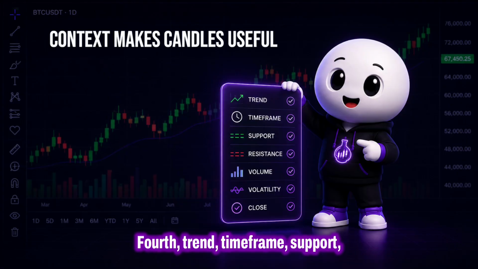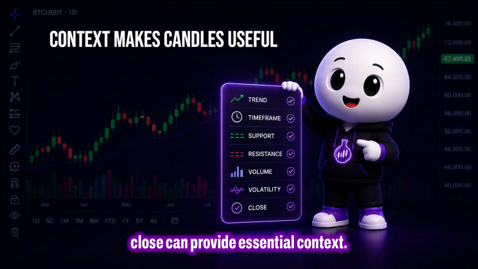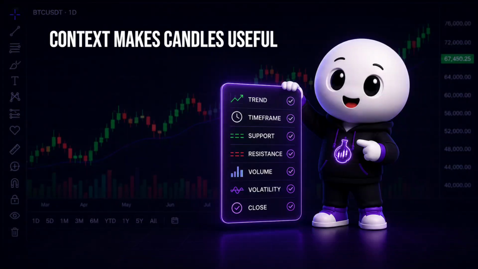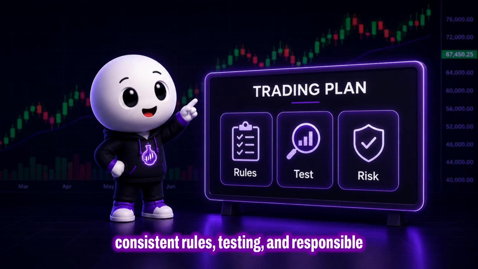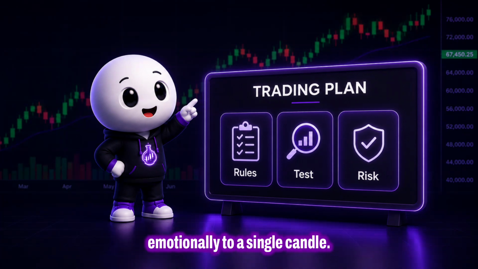Fourth, trend, time frame, support, resistance, volume, volatility, and candle close can provide essential context. Fifth, consistent rules, testing, and responsible risk management matter more than reacting emotionally to a single candle.